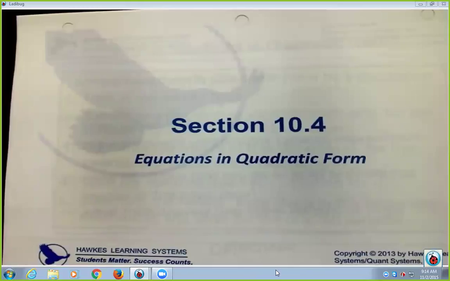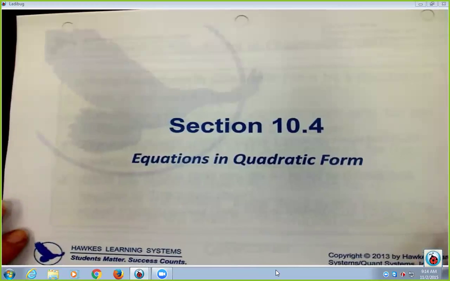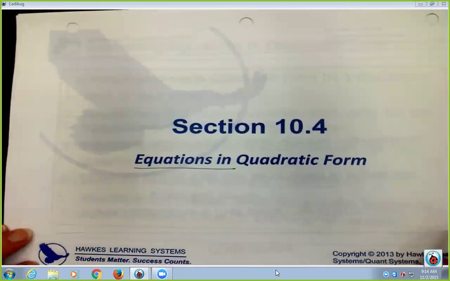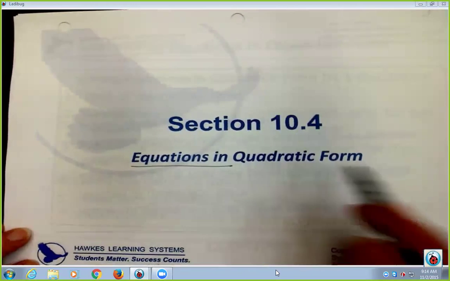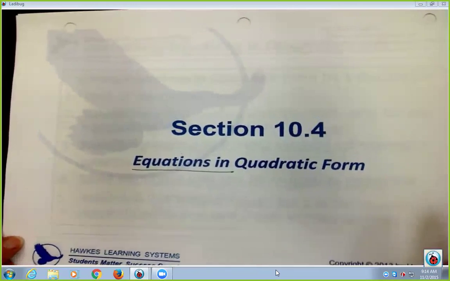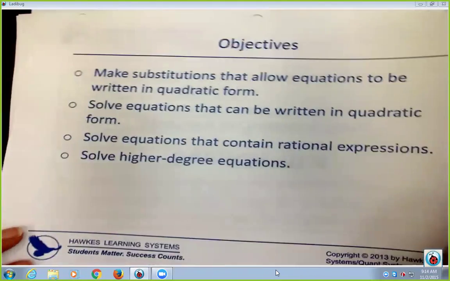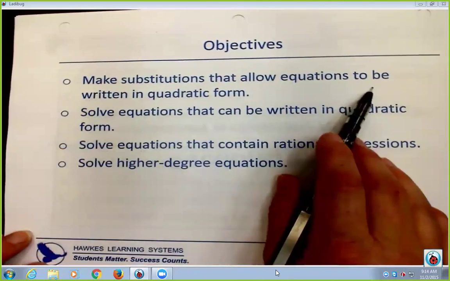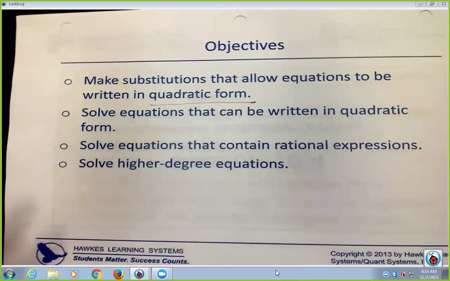And so the 5 that we're going to go through are going to be the ones that you'll see in this section. And it's equations in quadratic form. Now, some of these equations don't look like the common stuff that we've been working with. So we're going to work on making substitutions that allow the equations to be in quadratic form.